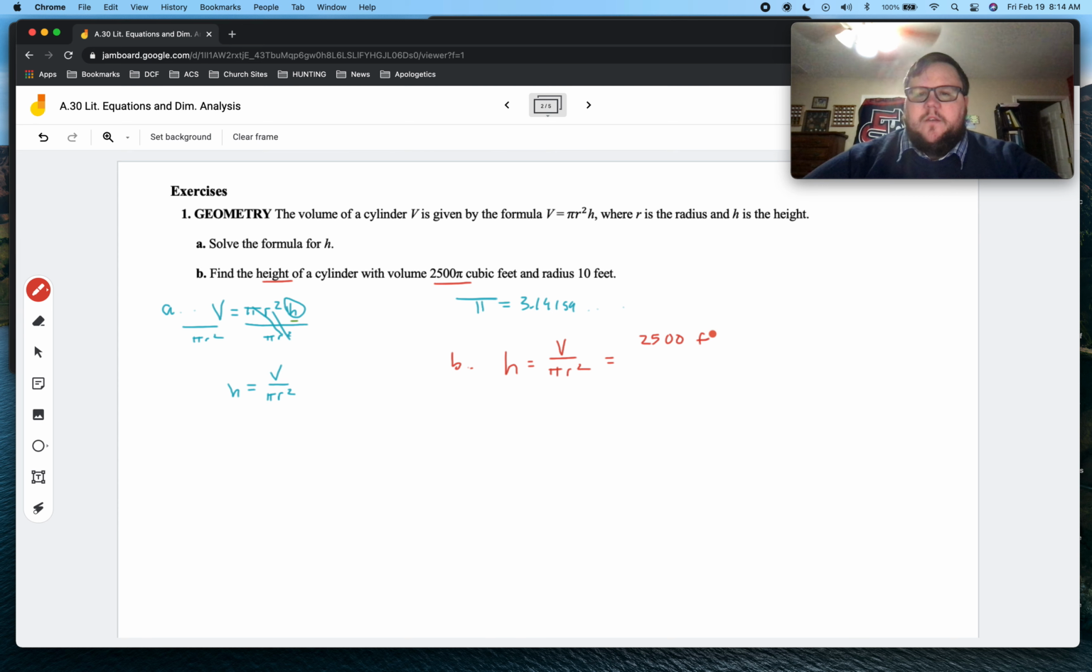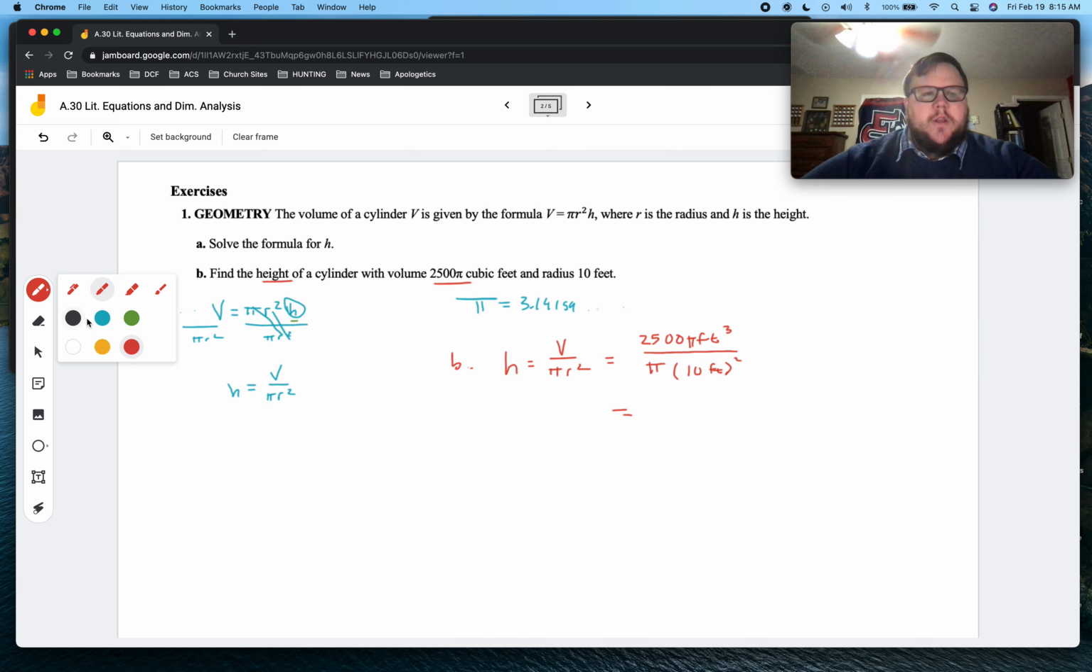So feet cubed divided by pi. Don't forget to put my pi in there. Pi times 10 feet squared. So 10 feet, and I square that. So now we have this equals.